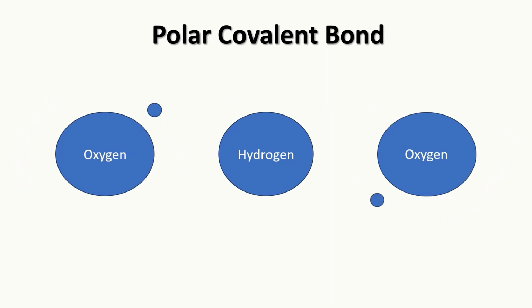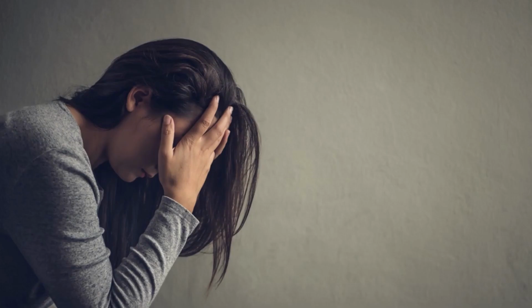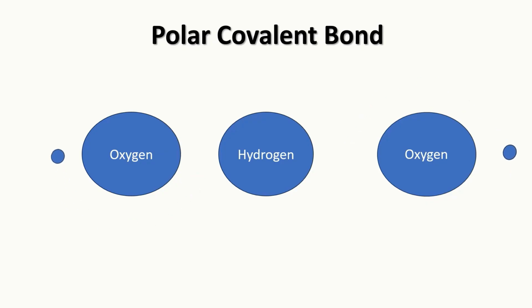I'm sure we've all been in a relationship like that before, where you give and give but only get a little in return. Because electrons are negatively charged, this causes the oxygen atoms to be slightly more negatively charged overall, and the hydrogen atom to be more positively charged.